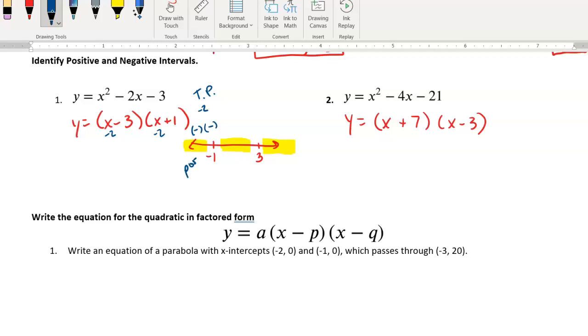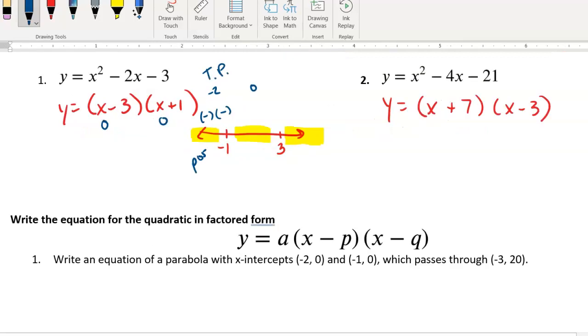Now what's going to happen between negative 1 and 3? Just pick another test point. We'll use 0. When I put 0 in for x, we get 0 minus 3, which would be a negative answer. Again, we're not concerned with the actual value. We just want to record if it's positive or negative. When we put 0 in the second set, 0 plus 1 is 1, so that would be positive. And a negative times a positive would end up being a negative value.